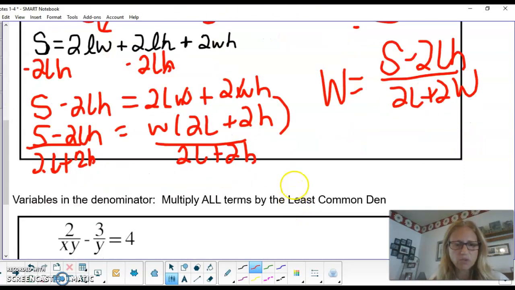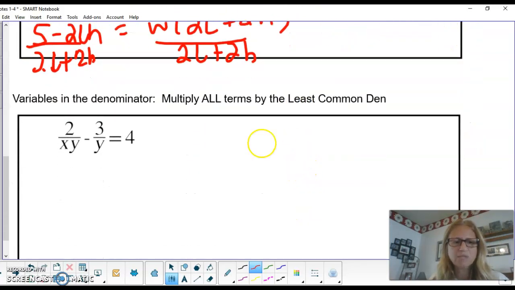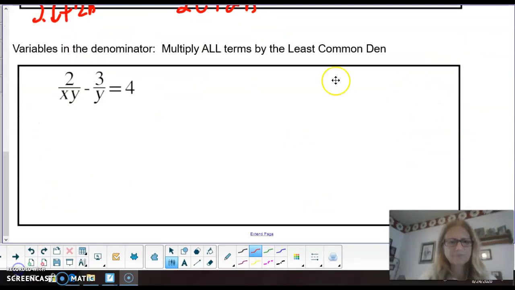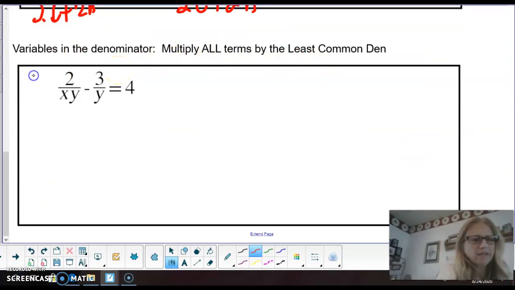So let's go on to the last thing, variables in the denominator. Again, we know that this is not a linear function because we can't have variables in the denominator. In order to solve for a variable, which we are solving for x here, just so we are clear because I did not include that, we are going to solve for the variable x.